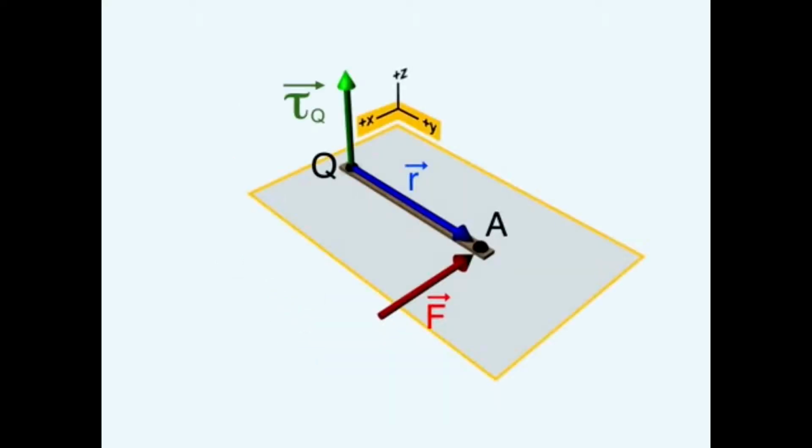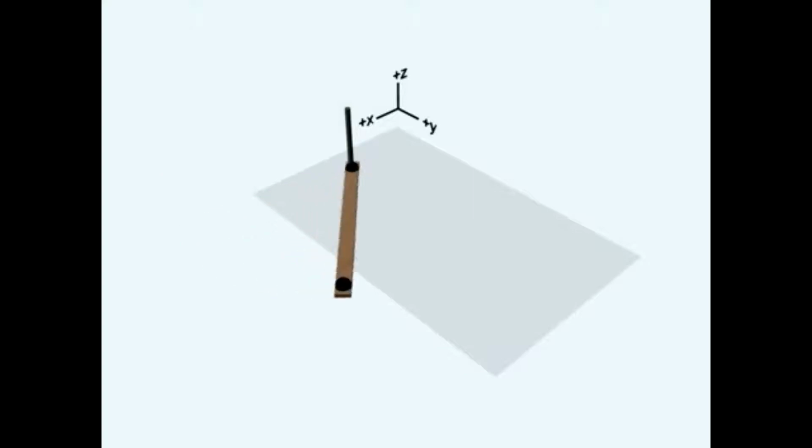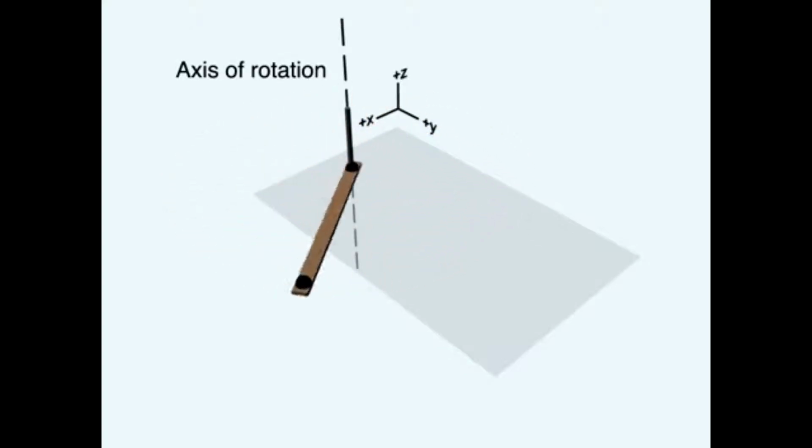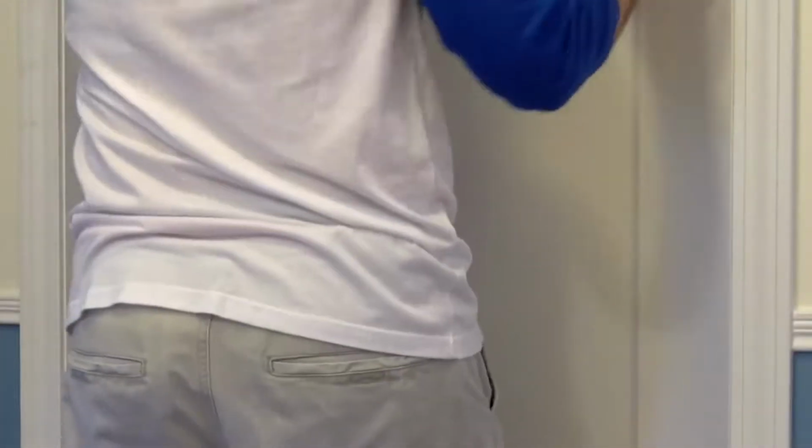In this case, we wouldn't call this a force anymore. We would call it a torque. Forces make things accelerate. Torques change the rate of spin. They cause angular acceleration. Torque is also calculated differently from force.